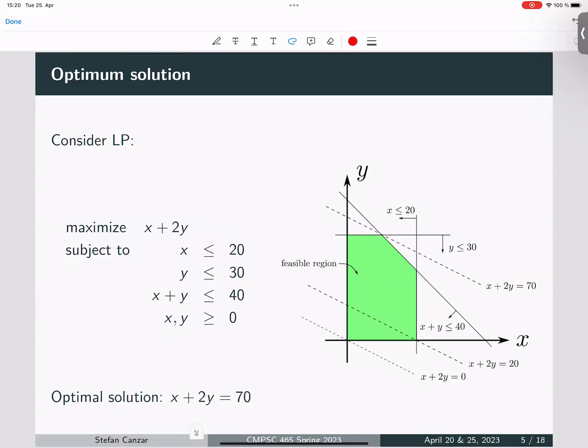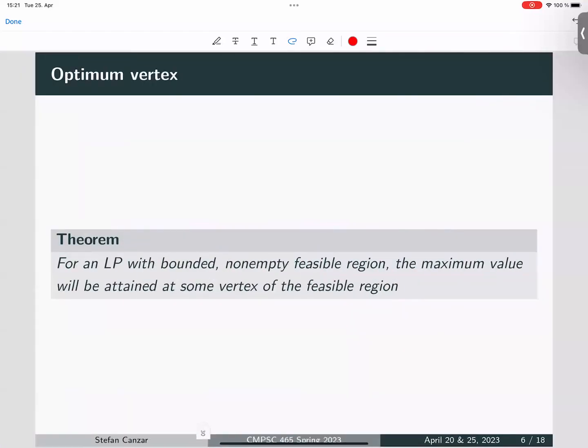So the optimal solution, I'm not sure about the coordinates of x and y, but the value will be equal to 70. And this is the point. I think x equal to 10 and y equal to 30. So it's probably 10 and 30. Is 10 and 30, 70? 10 plus 2 times 30, yeah, 70. So this is our optimal point. And the optimal value of that point is equal to 70. And we could spend another week just proving that this is generally true.